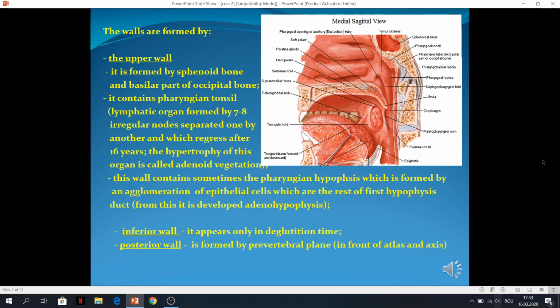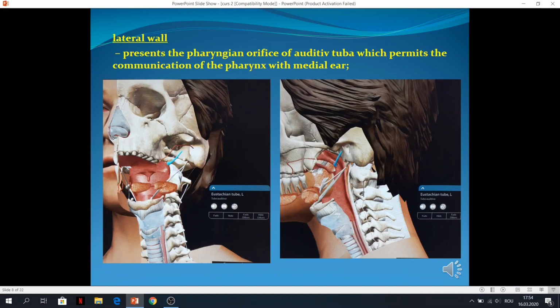So you saw the superior wall. Inferior wall, remember I said it appears just in deglutition, when the soft palate goes from this position horizontally and shuts this orifice. So attention, just in deglutition. What we have behind, this is the posterior wall. You can see it has relations with the vertebrae, actually with the first and the second, with the atlas and axis. There is something very important here.